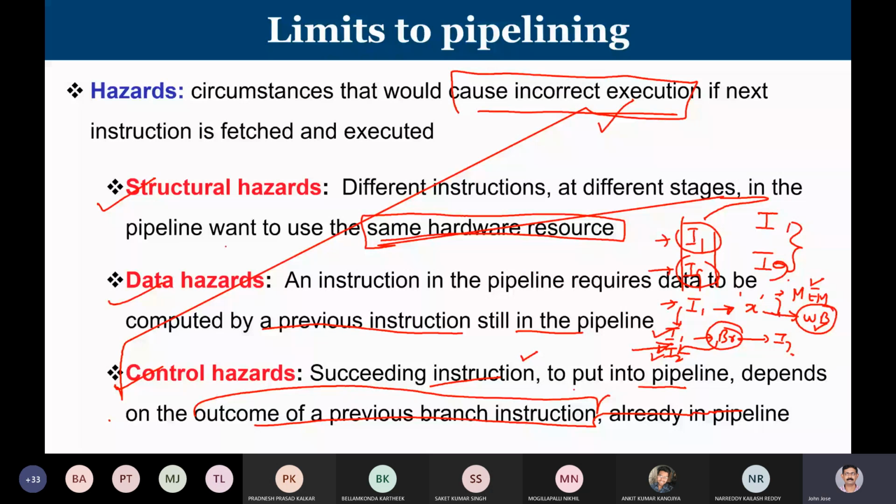So we have three types of hazard as mentioned. First, the structural hazard, where different instructions in different stages of a pipeline want to use the same hardware resource. So it's basically a hardware resource conflict: one hardware resource demanded by multiple instructions. Second, the data hazard, which means there exists a data dependency on a previous instruction, so until the previous instruction is over, I cannot continue with the current instruction. And the third one is the control hazard: I'm not sure whether the current instruction is to be executed or not, because it depends on the outcome of a previous branch. Now let us deal with each one of them separately. We will try to learn about structural hazards.